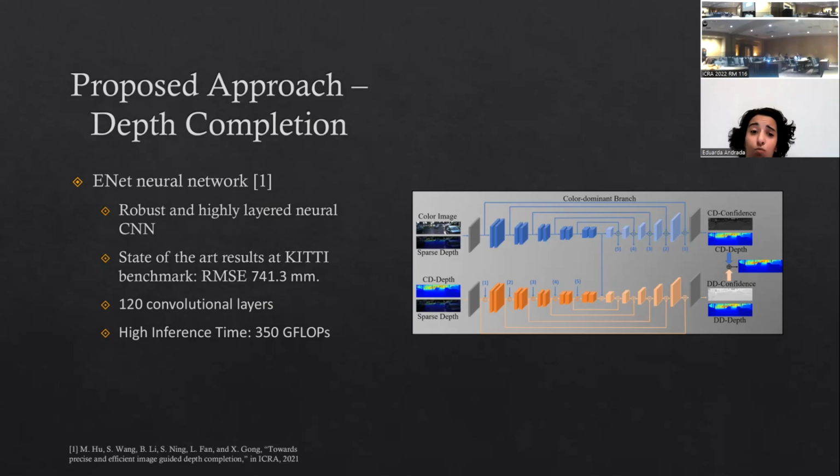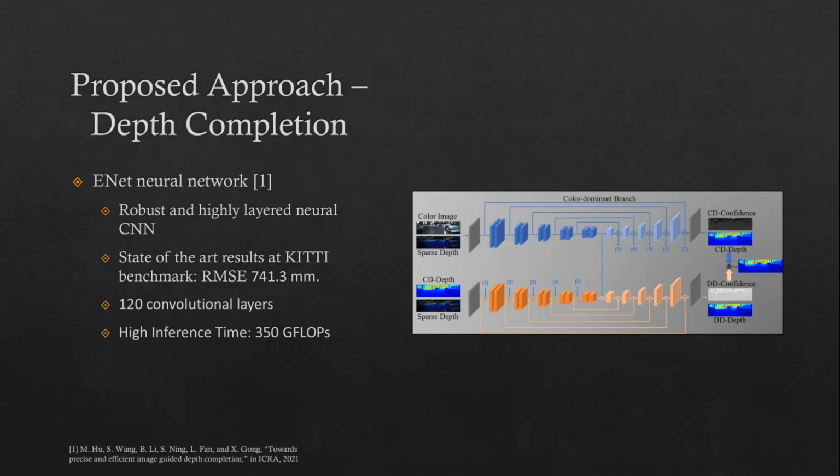Because of these 2 branches, it is a highly layered neural network with 120 convolutional layers, which means it has a very high inference time. For comparison, it uses 350 gigaflops, which is floating point operations. I'll explain it a little more later. In comparison, ResNet 50, which is a highly used backbone in semantic segmentation, only uses 7 gigaflops. So it is 50 times larger than ResNet.